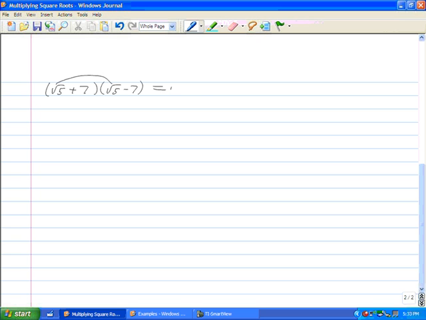The square root of 5 times the square root of 5 will be the square root of 25. That's your first times first. Your outer product will be minus 7 square roots of 5. Your inner product will be plus 7 square roots of 5. And your last times last will be a minus 49. Now, as you can see, we have one perfect square here, which we can take.